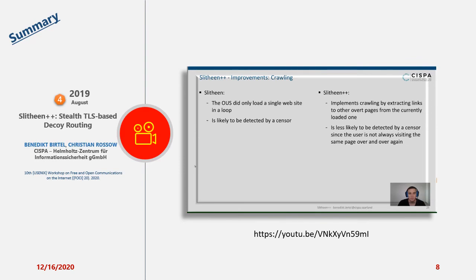As a last improvement, we added crawling to the OUS, as the Slitheen prototype did only load the same overt page over and over again. We believe that the original behavior is detectable as well by a censor, while crawling will do a better job to stay under the radar.